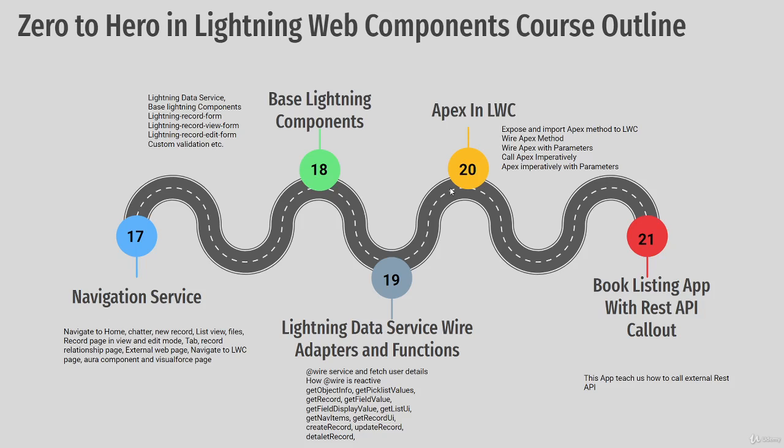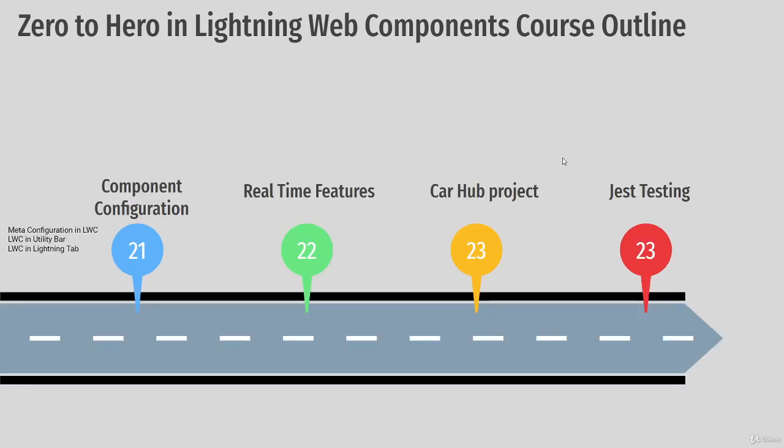And then after that, we'll go and build a book listing app with REST API callout. In this, we'll learn how we can connect to an external RESTful API and utilize their data to build an app. After this section, we'll move to the component configuration. So we'll see how we can configure our component based on different meta tags. After that, we'll see how we can build this Lightning Web Component in the utility bar, how we can embed the Lightning Web Component in the Lightning tab, and we'll explore different types of real-time features after that.